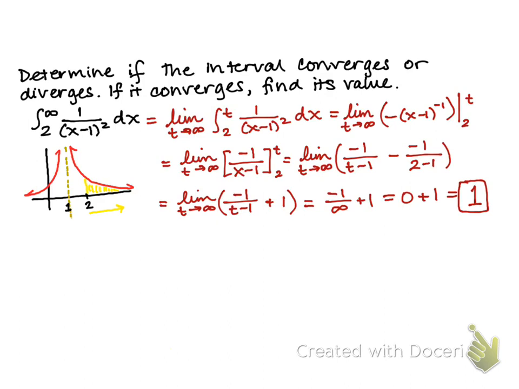So we're saying that this area bounded by this continuous curve from 2 to infinity adds up to 1. That's pretty amazing because you think it goes on forever, but it actually has a finite sum. This integral converges.